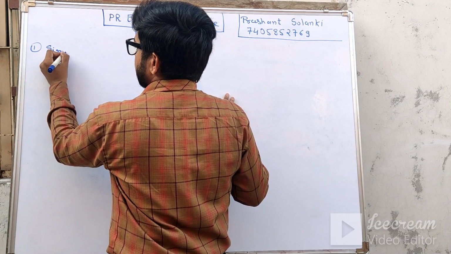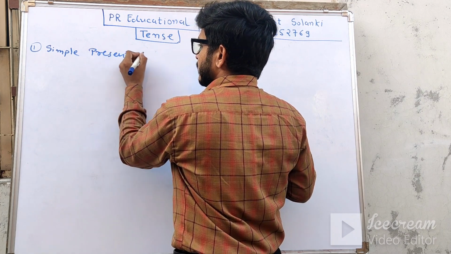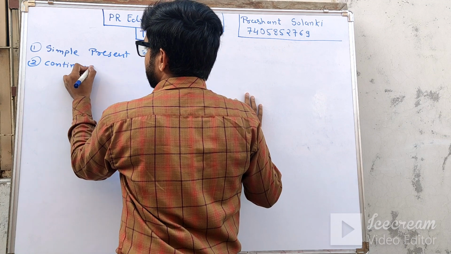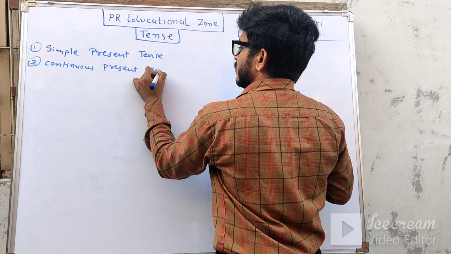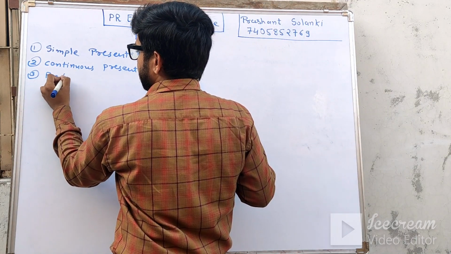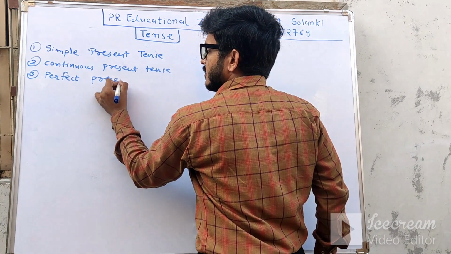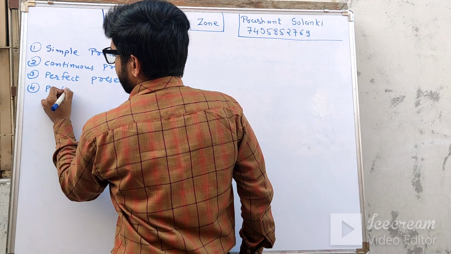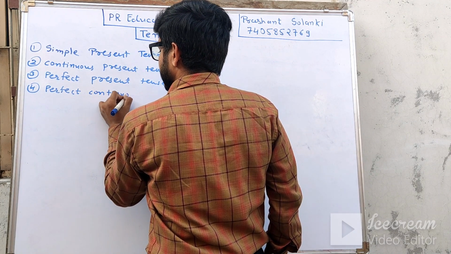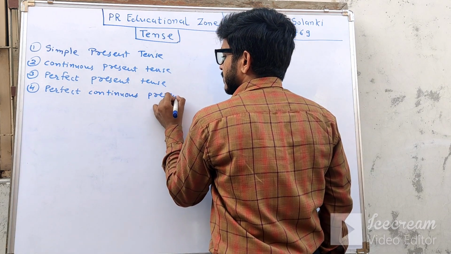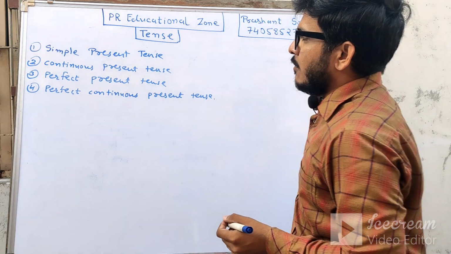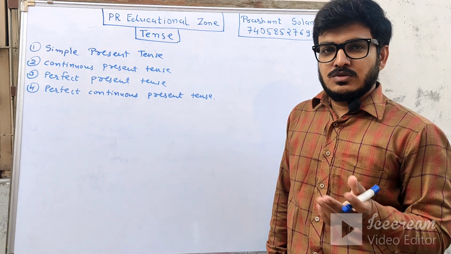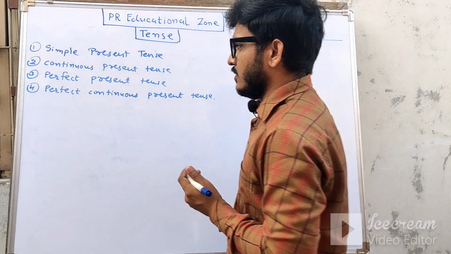The first one is the simple present tense. The second one is the continuous present tense. The third one is the perfect present tense. And the fourth one is the perfect continuous present tense. In some books they give them as present simple tense, present continuous tense, present perfect tense, and present perfect continuous tense. So you don't have to be confused; all are the same.